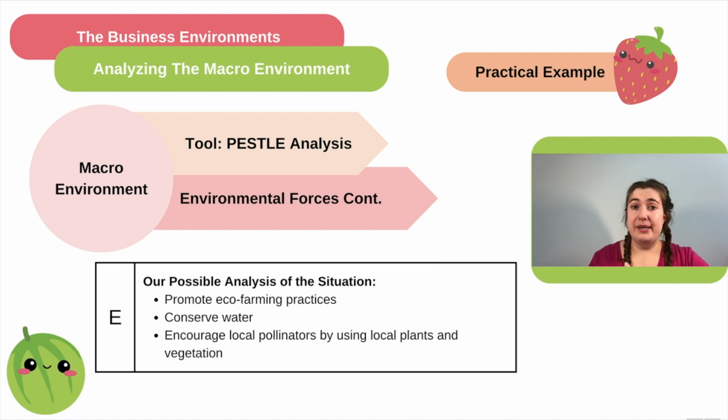And then the last thing we can be doing is encouraging our local pollinators. We can be using local plants and vegetation that actually draws them in, and getting rid of alien species that can be harmful. So that's a really big thing that we need to consider when it comes to our environment and how we are actually working to preserve it.